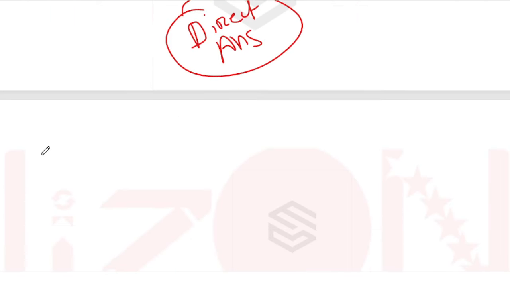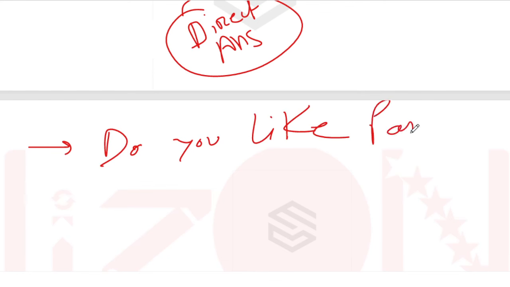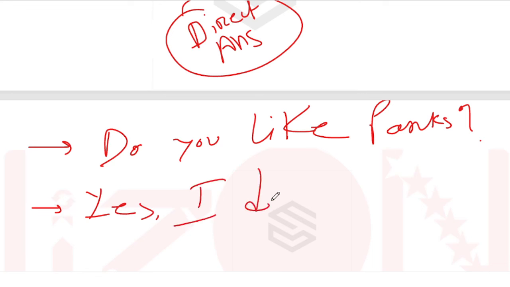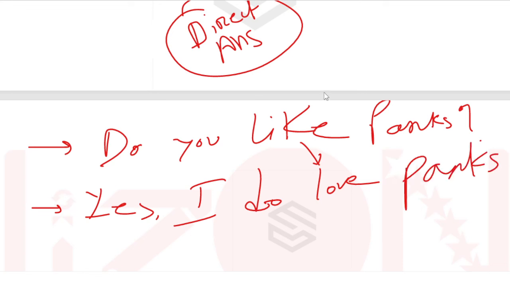What does it mean? Per se, let's write a question. Do you like parks? Per se, this is the first question they have asked you. Do you like parks? Direct answer. If you like parks, then you can start with, yes, I do love parks. You just change the word like to love. A little bit of paraphrasing. I do love parks. You start with the answer. Direct answer.